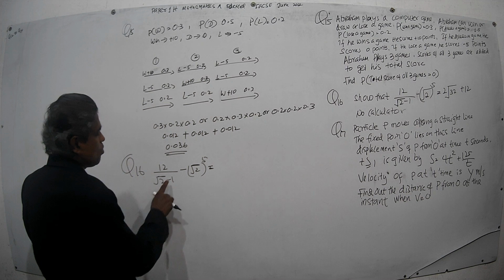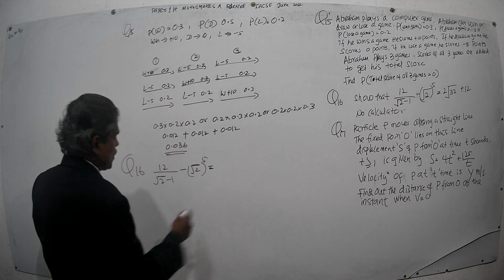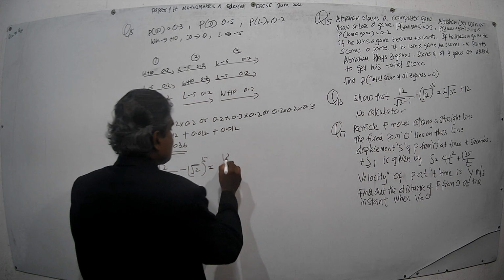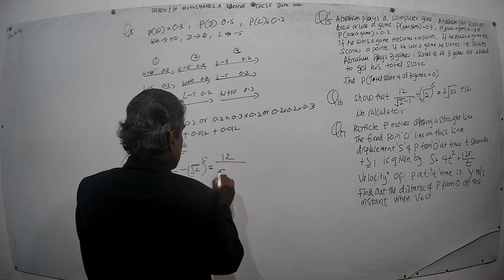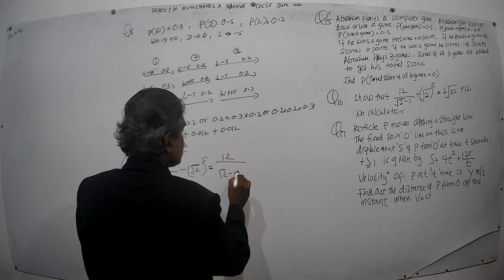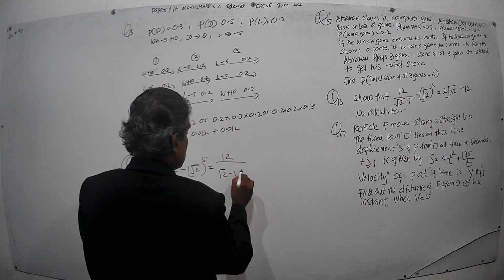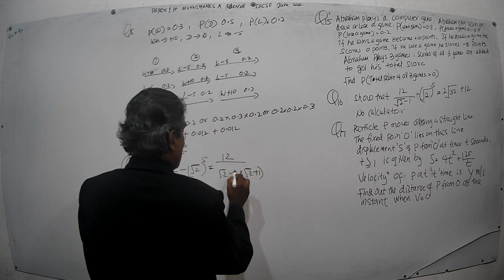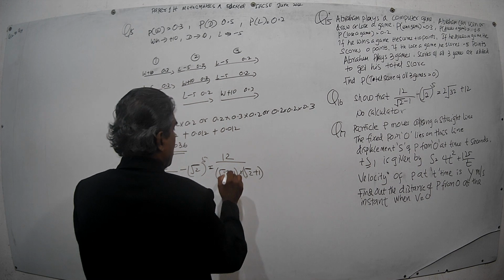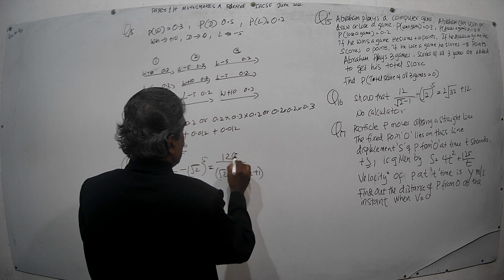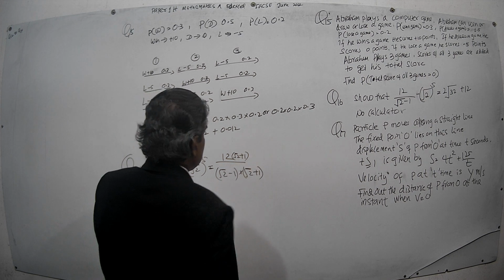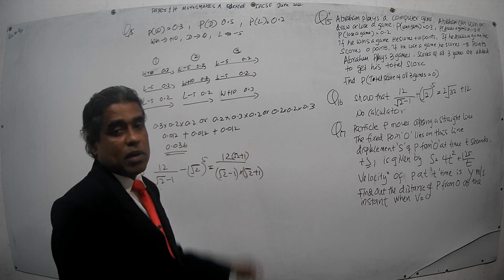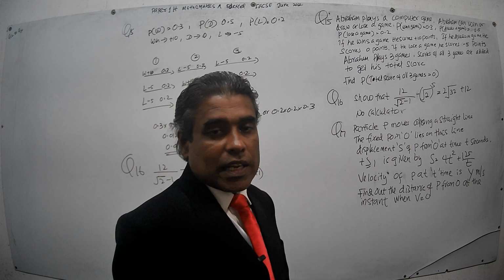The denominator is square root 2 minus 1, so you multiply by square root 2 plus 1. Then you write here 12 over square root 2 minus 1, multiplied by square root 2 plus 1 over square root 2 plus 1. When you multiply the denominator by square root 2 plus 1, you multiply the numerator also by square root 2 plus 1. That's what I did here, right?